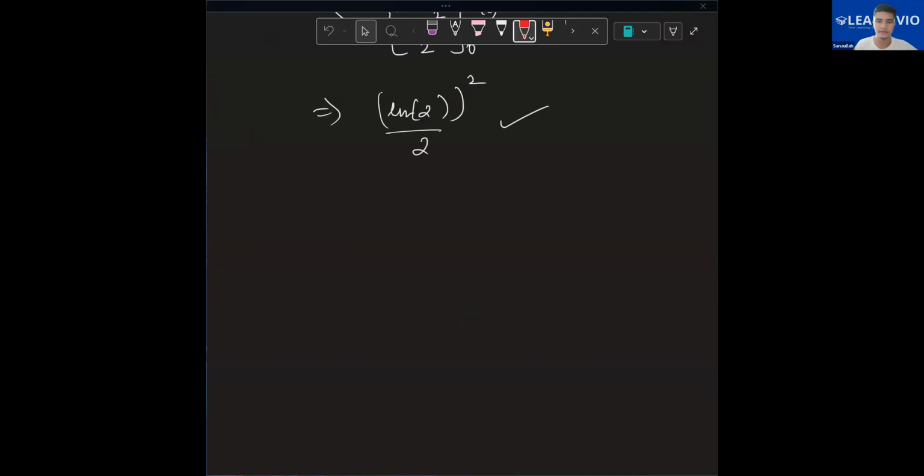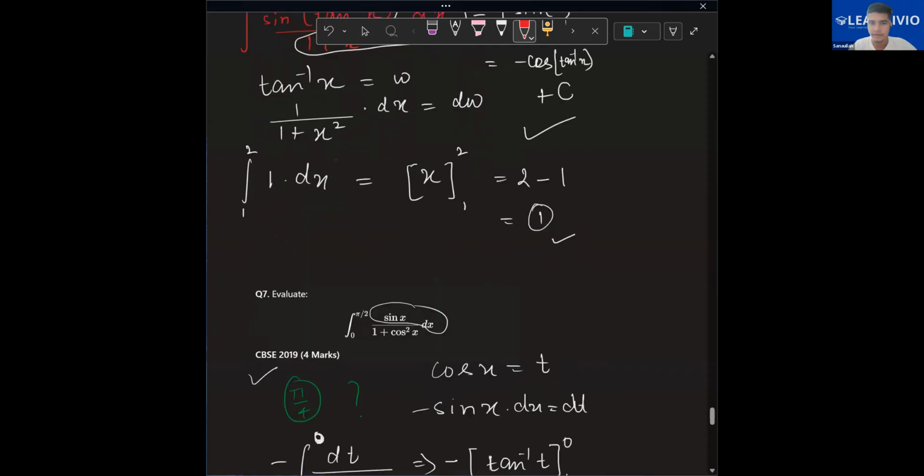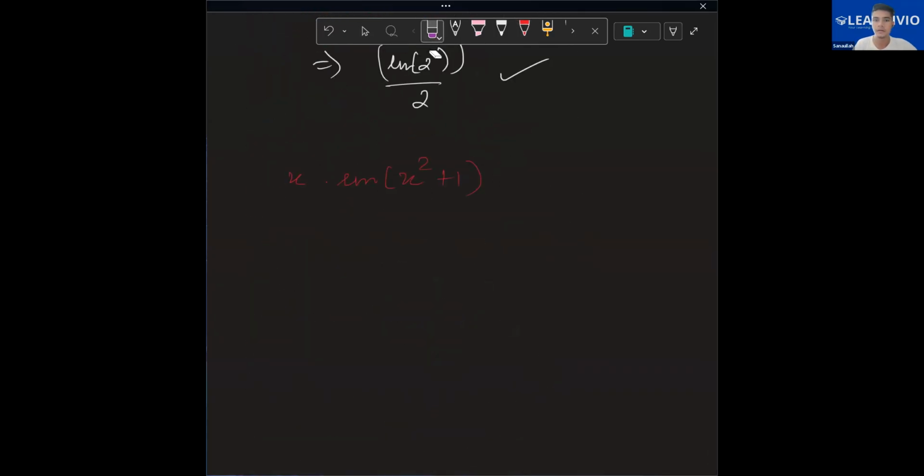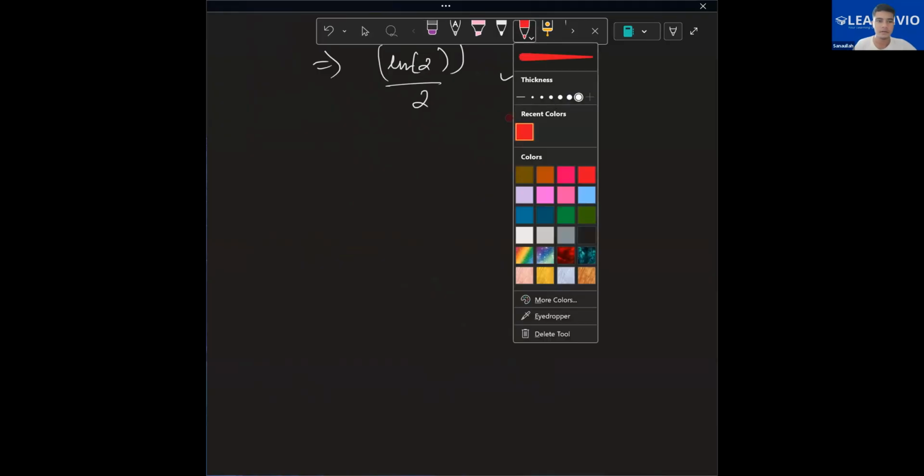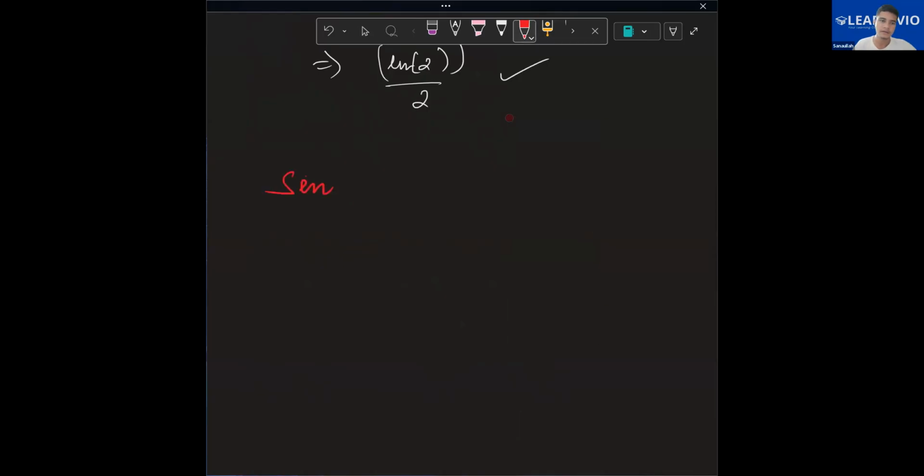So if you have this function, where the function is 2x sine of x square plus 1. I think we did this question, right? Yeah, we did this question. Not this one. You have sine of tan inverse x upon 1 plus x square. You have to integrate this with respect to dx.